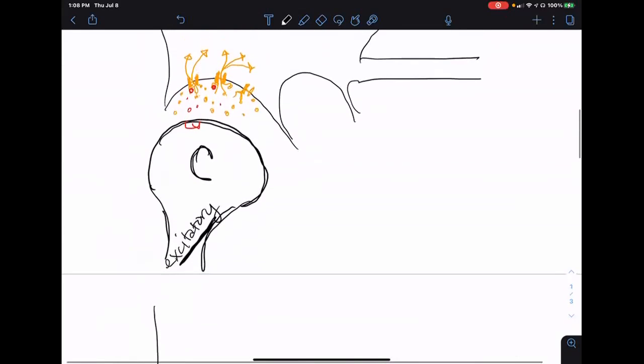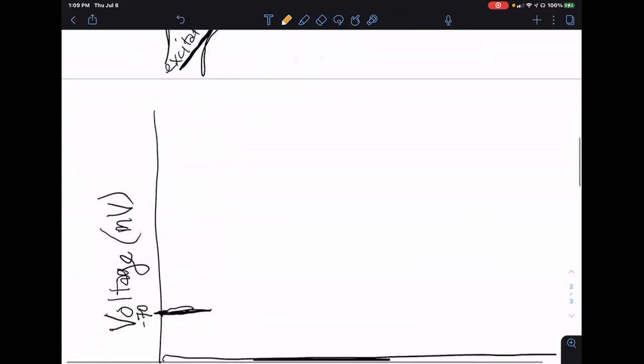Now, if neuron C has released this glutamate out here, it's bound, and it's allowed sodium to enter into the cell. So now I've got sodium coming on in, sodium has moved into the cell. The sodium has a positive charge to it. It's a positively charged ion.